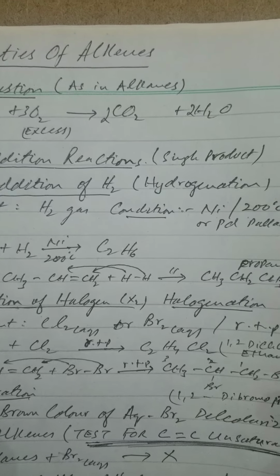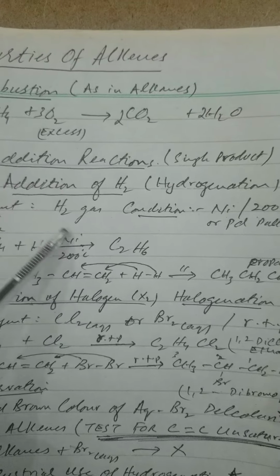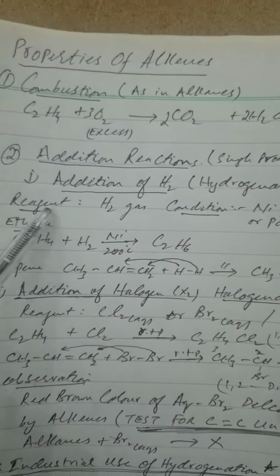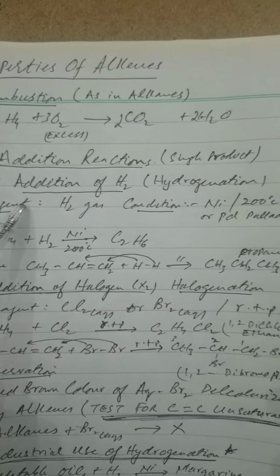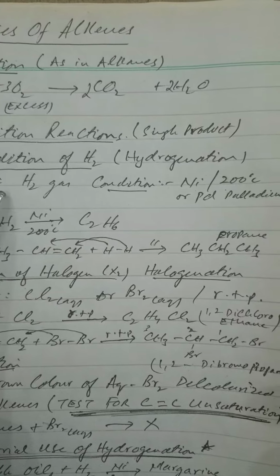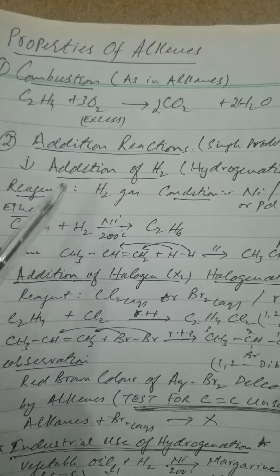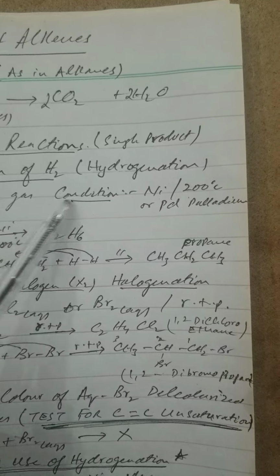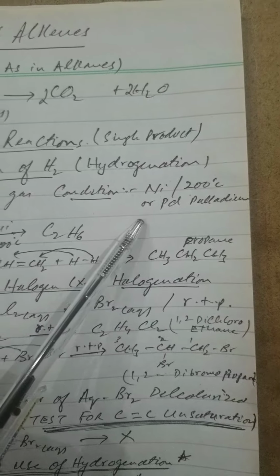The second property is addition reactions. Alkenes undergo addition reactions, and the rule for an addition reaction is that you add something into the alkene and you get a single product out of it. For example, the first reaction is addition of hydrogen. You might have studied that in O levels as well. This reaction is called hydrogenation. The reagent is hydrogen gas, and the condition is a nickel catalyst at 200 degrees C or a palladium catalyst.